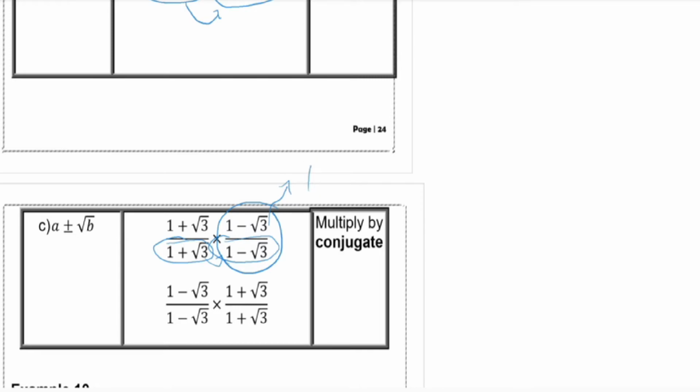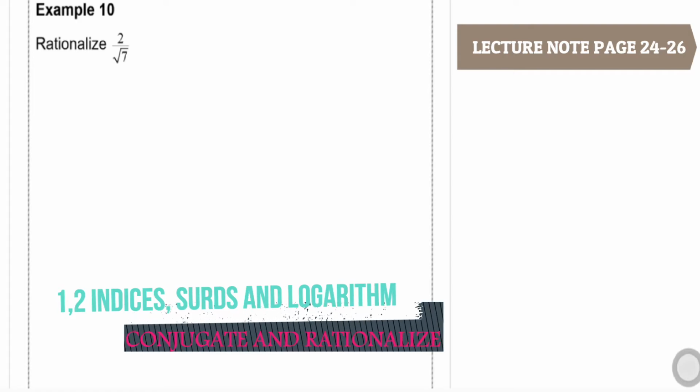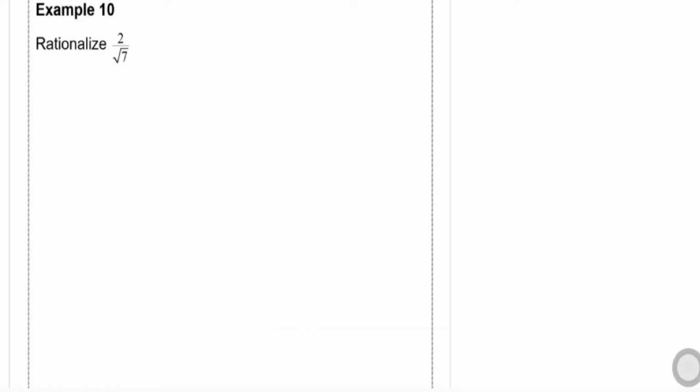Next, we will look at example 10 and example 11 together. Now, let's look at example 10. Rationalize 2 over √7. As we can see from the question, 2 over √7 is an irrational fraction because we have a surd in the denominator. So, to eliminate the surd, we can just multiply the fraction with the number in the denominator, which is √7 over √7.